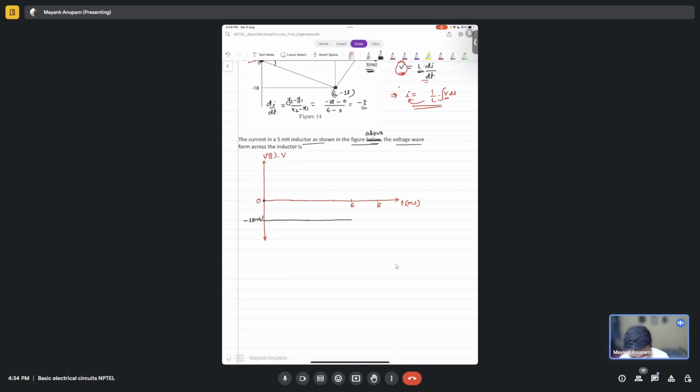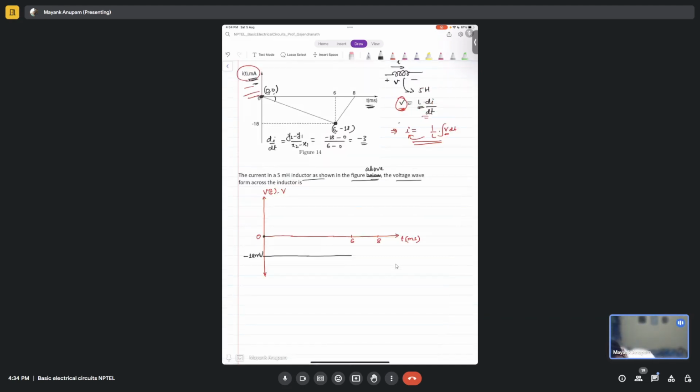And this will be a straight line, right? The slope of this line is not going to change till this point here. So that is why it will remain the same 18 millivolt till this point here, till 6 milliseconds.